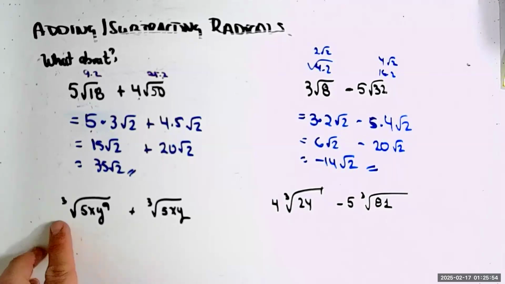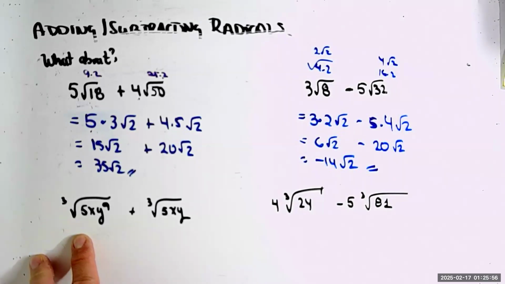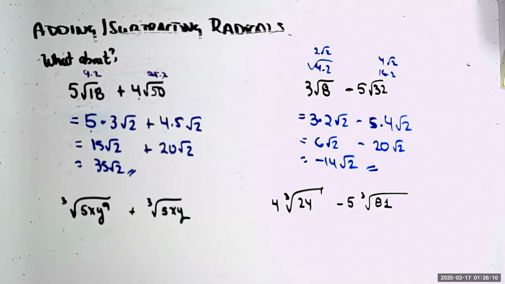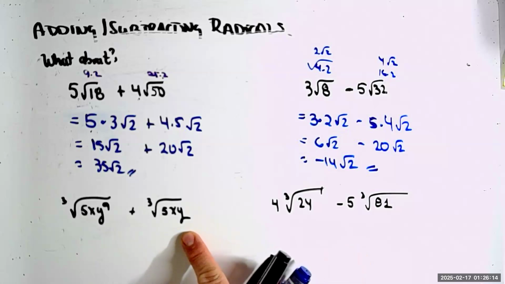Okay, what do we have here? Cube root of 5xy to the 9 plus cube root of 5xy. Let me double check something. Just do a quick sharing. I don't think this y is in there. Let's see, where am I?